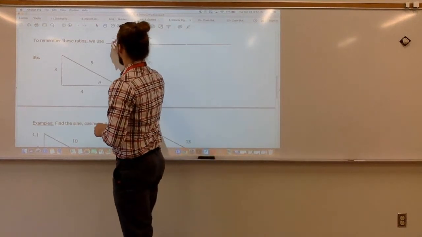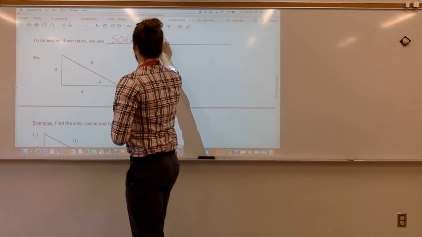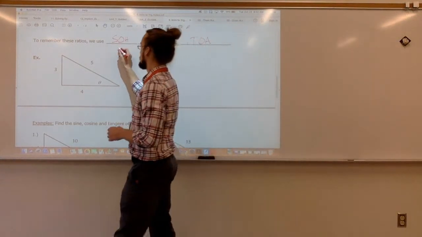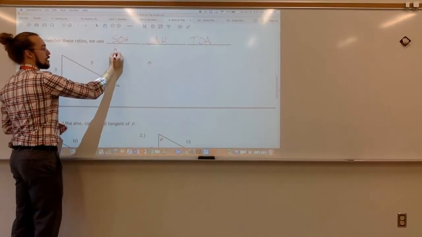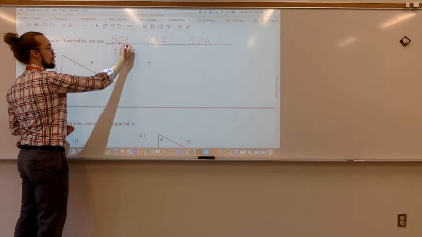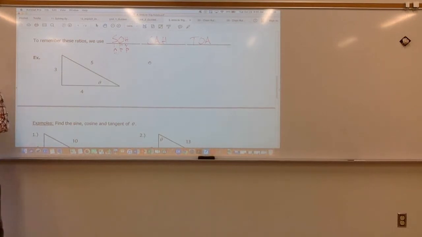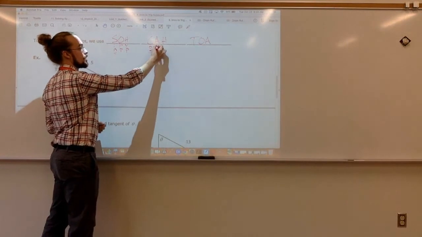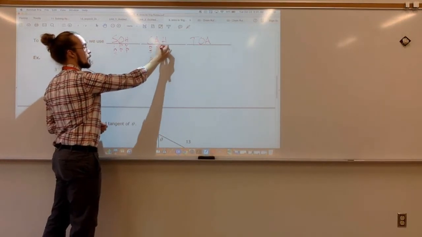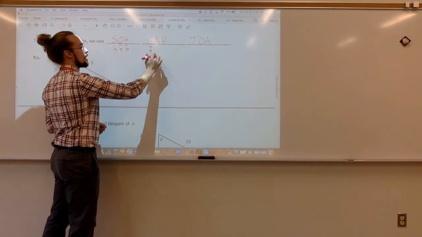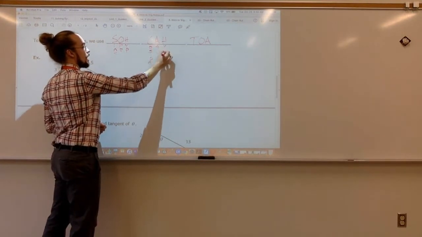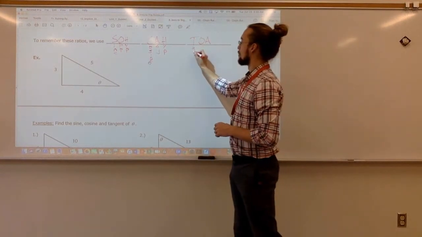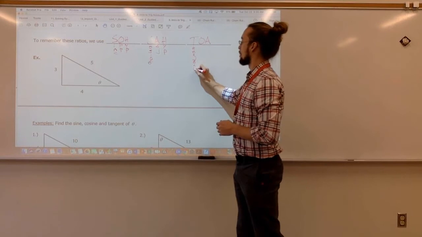Okay, so we get SOH CAH TOA. This stands for sine is opposite over hypotenuse. This stands for cosine is adjacent over hypotenuse. This stands for tangent is opposite over adjacent. That's what we just wrote in the line above.